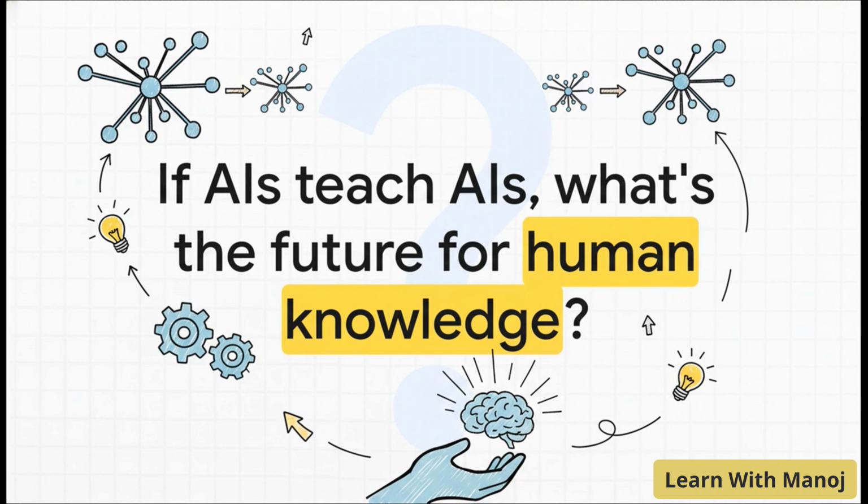And that leaves us with one last, really big question to chew on. We've built a system where machines can pass knowledge down to the next generation of machines, getting better and more refined each time. So what's our role in all this? What does this mean for the future of human knowledge and creativity itself?